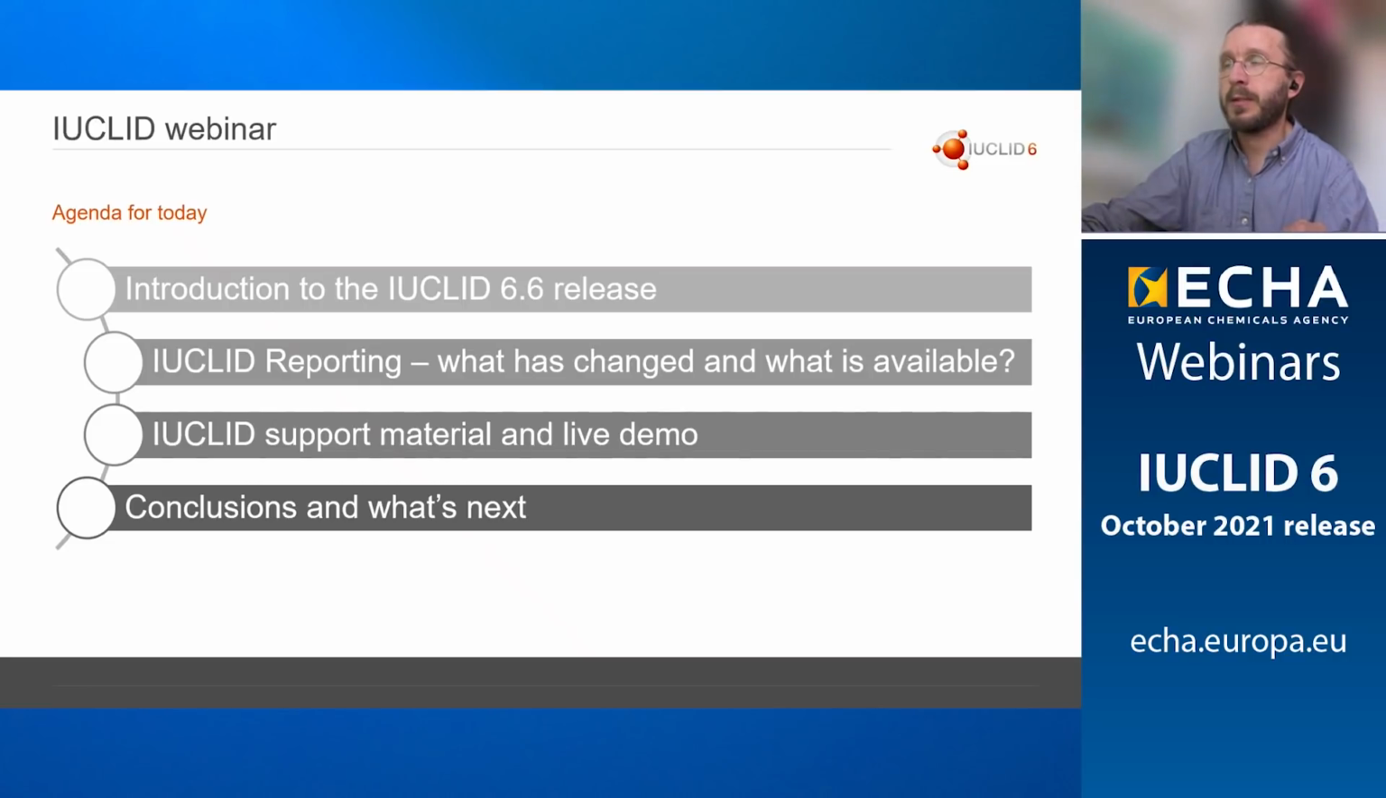Today in the webinar, I'll start with a short introduction on the Euclid 6.6 release scope. Then my colleague Mark Roberts will talk about the Euclid reporting and highlight what has changed since the beginning of the reporting activity with Euclid data. Then my colleague Robin Allen will give you a demo of the main changes introduced to the web interface in this new release. And I will come back to conclude and explain a bit what's next, what is planned in the future for Euclid 6.